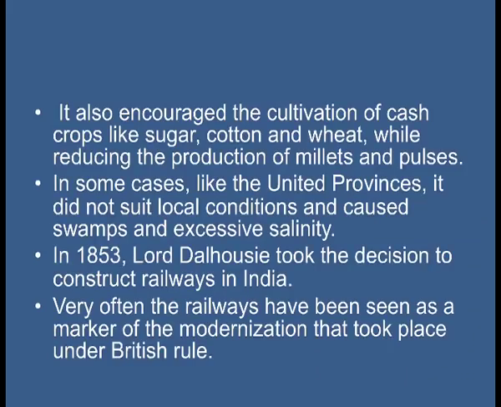It did lead to great prosperity in commercial agriculture in limited enclaves, especially in the canal colonies of Punjab, but it was confined to a smaller number of already well-off farmers who could pay the high water rates. It also encouraged the cultivation of cash crops like sugar, cotton and wheat, while reducing the production of millets and pulses. In some cases, like the United Provinces, it did not suit local conditions and caused swamps and excessive salinity.